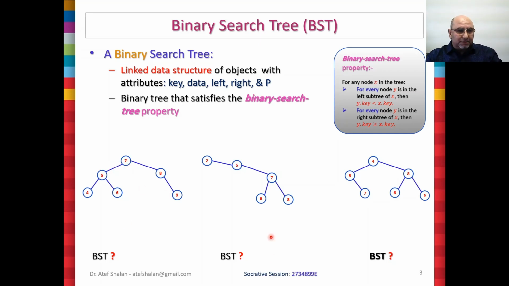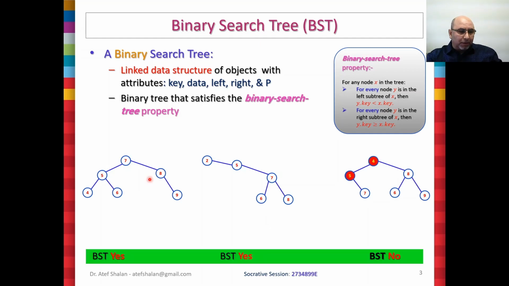So if we look at this tree over here, we will find that the first one is really a binary search tree, because if you just follow every node, you will find that it satisfies the binary search tree property. If you look at the second one, it is also a binary search tree, while if you look at this one, you will find a violation because 5 is not less than 4, therefore this is not a binary search tree.